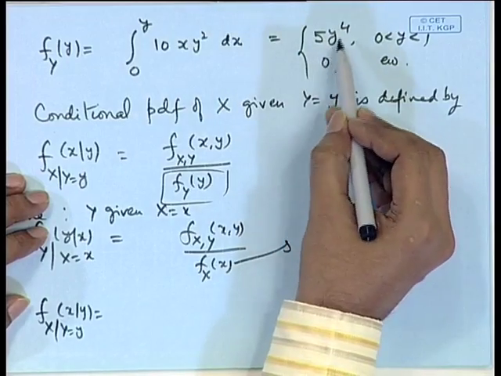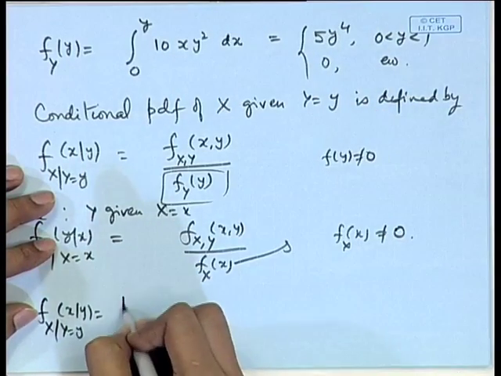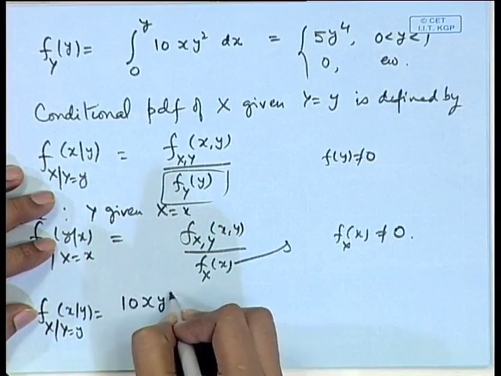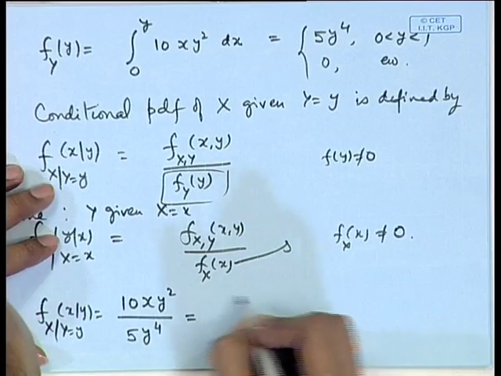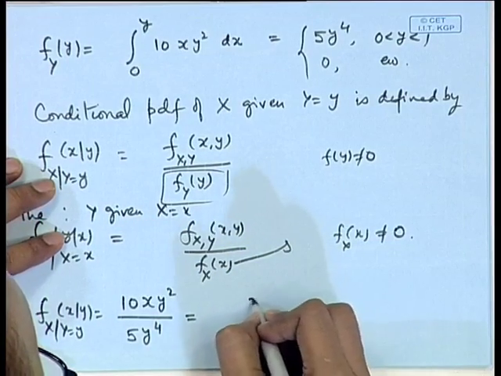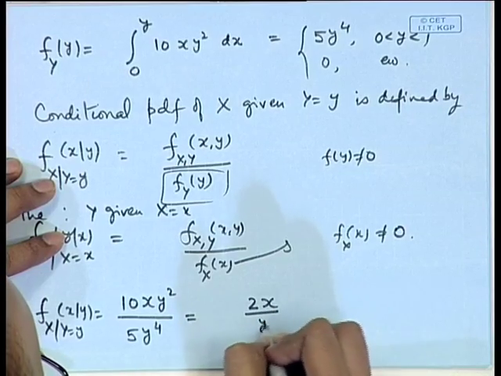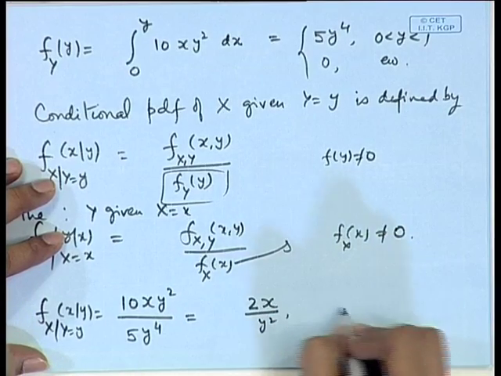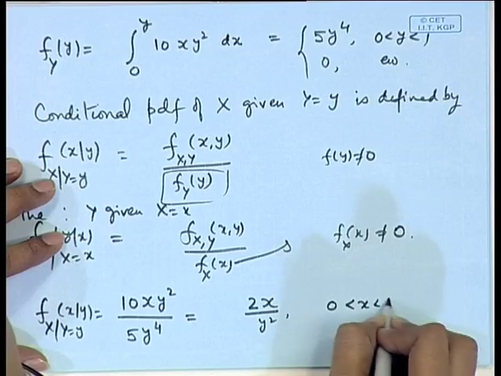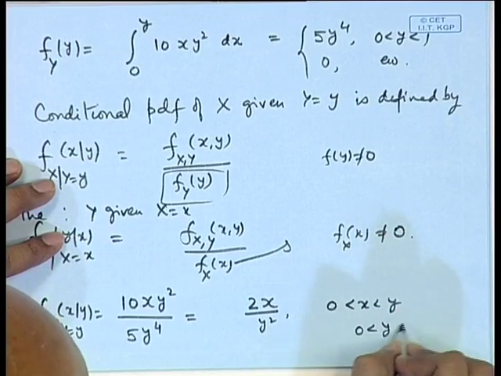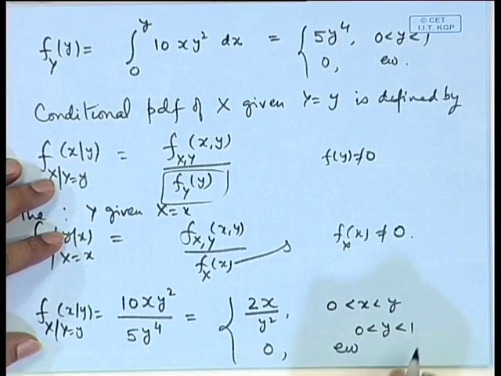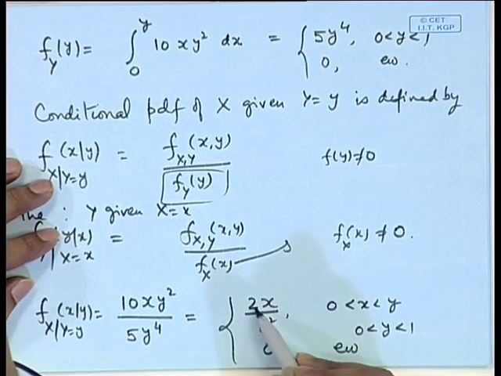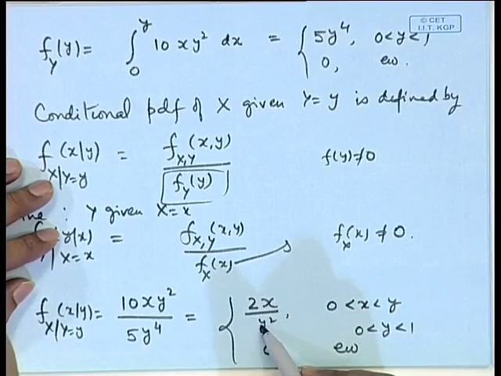The marginal distribution of y is 5 y to the power 4. So, 10 x y square divided by 5 y to the power 4 is equal to 2 x by y square, and the range of x is 0 less than x less than y, for a value of y between 0 and 1. It is 0 elsewhere. You can check that it is a valid distribution. If we integrate from 0 to y, we will get y square. So, y square by y square will be 1.